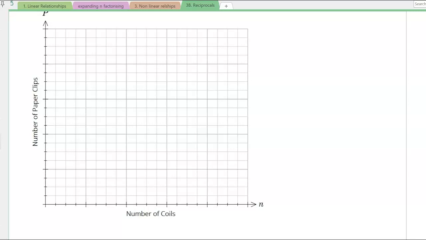So if we draw the graph, we could do 100, 200, whatever it is, and then these are going to go up. Number of paper clips. Whoops, I've messed that one up, haven't I? Not really, but it's better to do 50, I think. And 100. And then this.